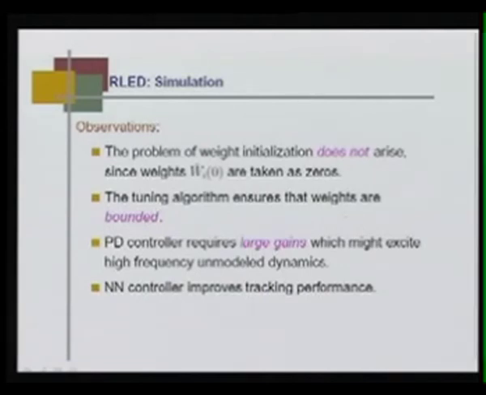So, observations: the problem of weight initialization does not arise since these are all taken as 0. The tuning algorithm ensures the weights are bounded. The PD controller requires large gains, which might excite high frequency unmodeled dynamics. The NN based controller improves tracking performance.